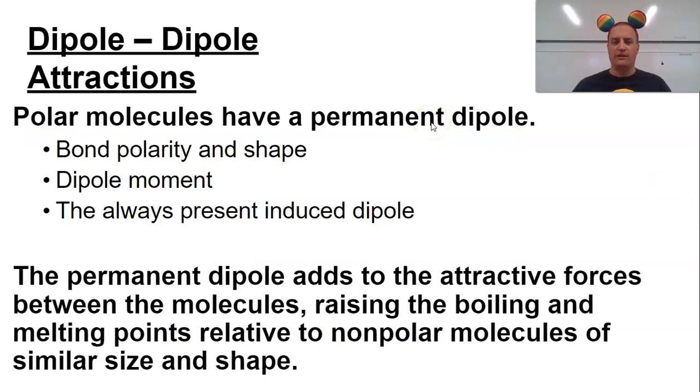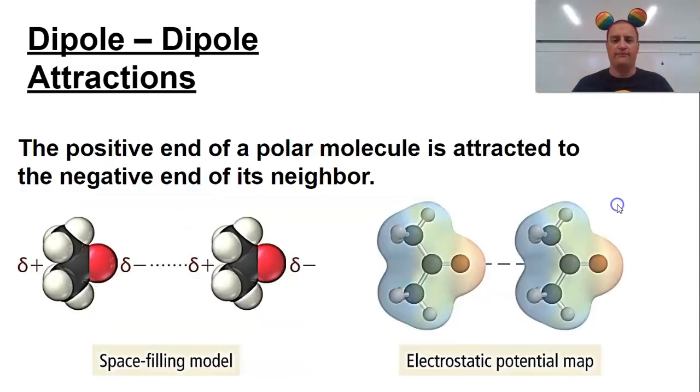Dipole, taking it a step down. Permanent dipoles, things that we call polar molecules. Again, we know they're polar because of the bond polarity and the shape. So the polarity between the bonds and the shape of it. This will always have an induced dipole. That's what we looked at when we thought about VSEPR. This adds to it, raising boiling points of things that are nonpolar. So it's always kind of a hierarchy. You've got your hydrogen bonding, you've got your polar, and you've got your nonpolar. If everything else was the same, hydrogen bonding is the most, nonpolar is the least.